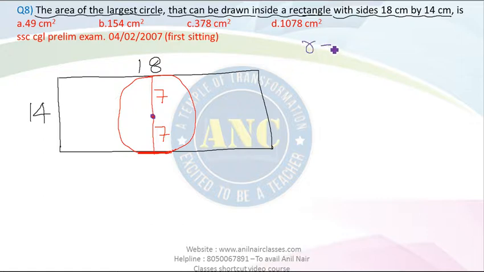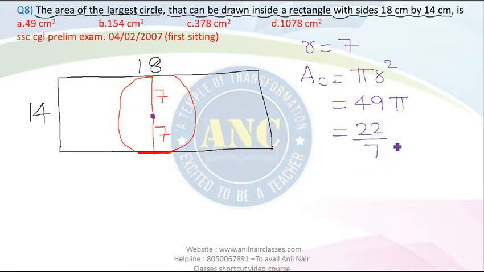That means if the radius is 7, the area of that circle is pi r square. R value is 7, so it is 7 square into pi, 49 into pi. So it is 22 by 7 into 49. 7 into 1, 7 into 7, 22 into 7. It is nothing but equal to 154 centimeters square. Answer is option B.